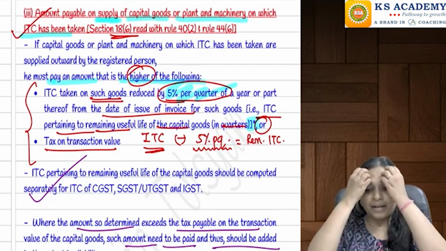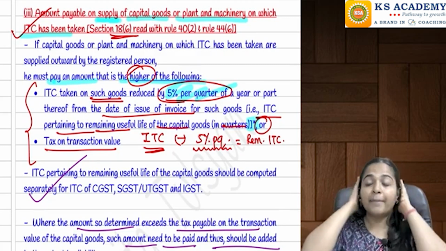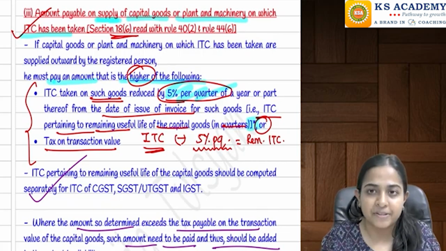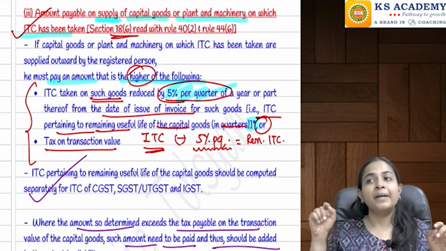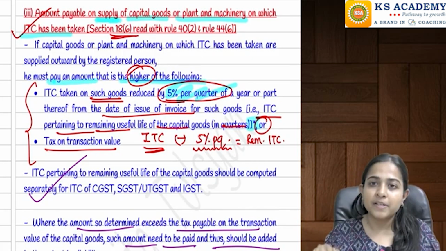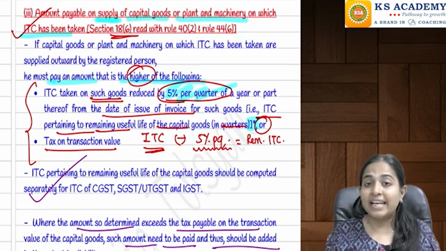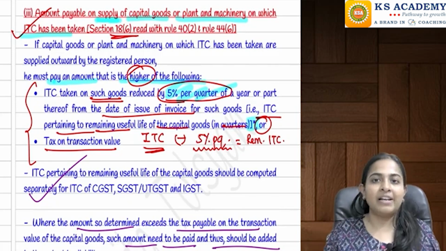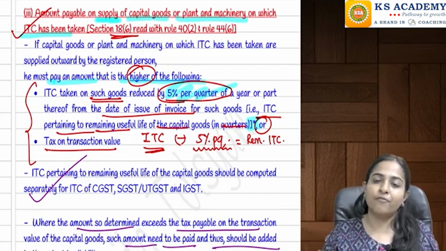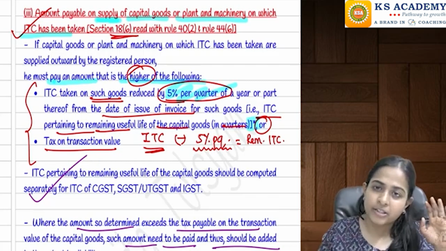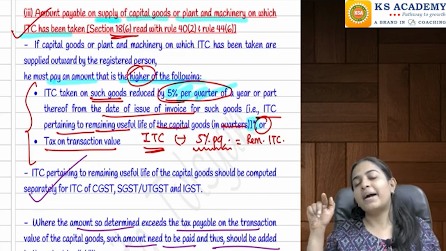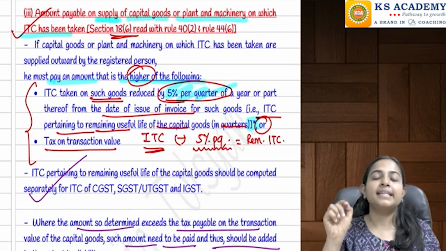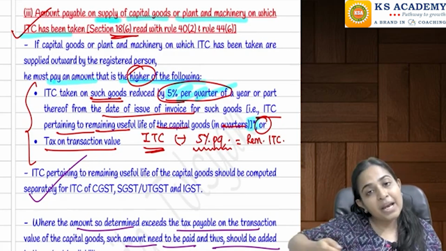Example: capital goods life is considered as 5 years. From the date of invoice, let's say 2 years have elapsed, which means 8 quarters have elapsed, so 8 quarters into 5% means I will be subtracting 40%. 40% ITC is already used. So ITC minus 40% means 60% ITC is left.